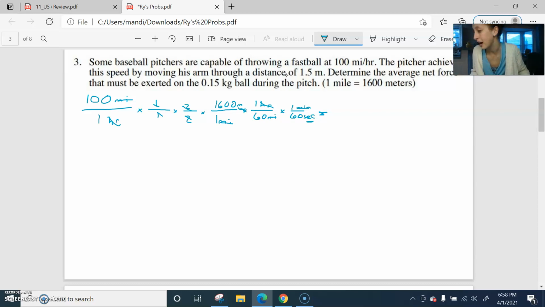So now I'm going to type in my calculator 100 times 1,600, times nothing else, times 1 divided by 60 divided by 60. And I got 44.4, repeating, meters per second. Just to double check. Yeah. Okay, so that's the meters per second that baseball pitcher is pitching at.